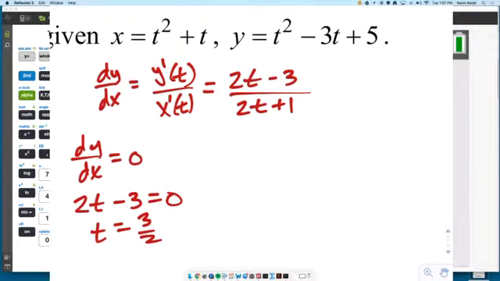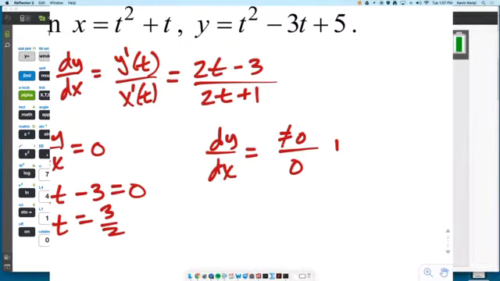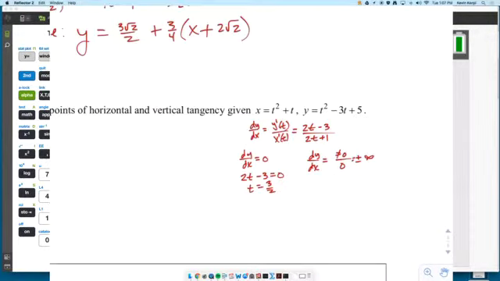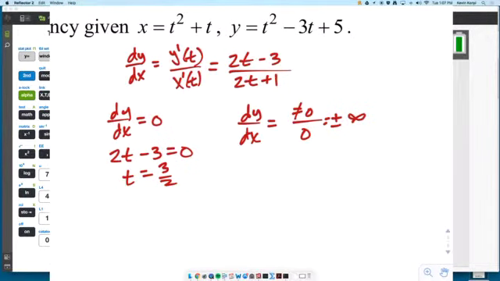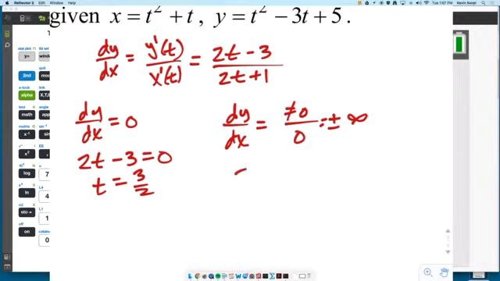And then the other one would be when dy/dx equals non-zero over 0, because a vertical tangent would be where we have slopes of plus or minus infinity. That would be where the particle is moving up and down now, possibly, but not left or right. So we set the denominator equal to 0, and that would be when t equals negative 1/2.